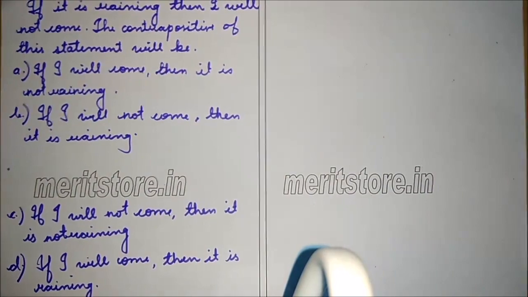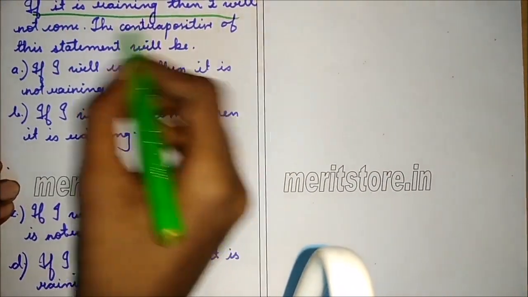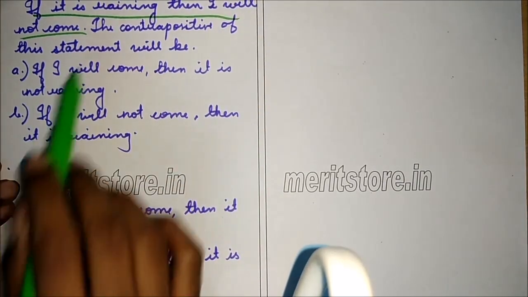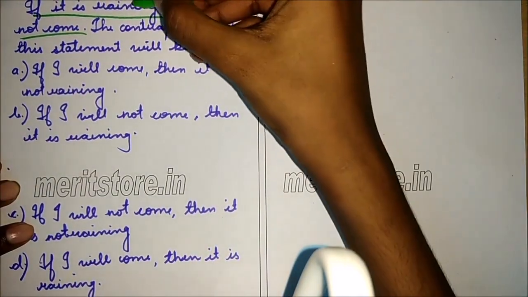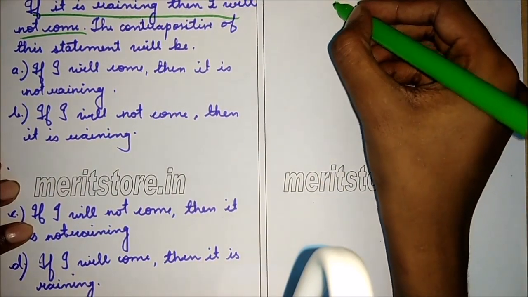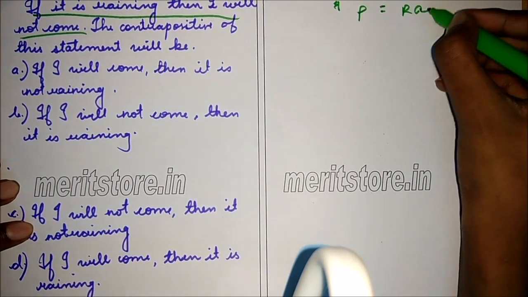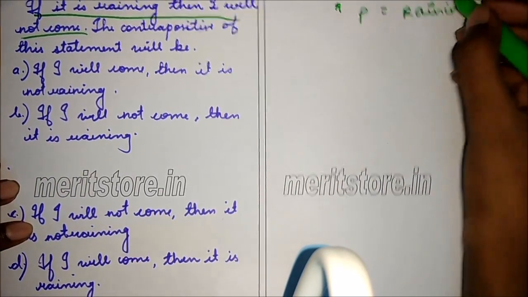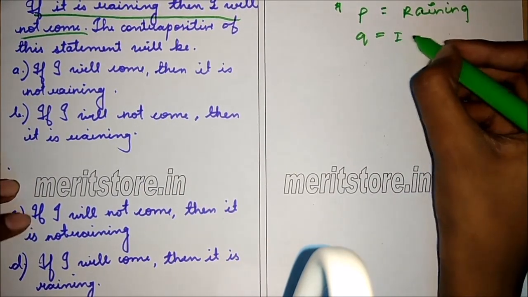If it is raining, then I will not come. This is the statement which is given. The contrapositive of this statement will be, so first let us write this in symbolic form. So let P stand for raining, and Q stand for I will not come.